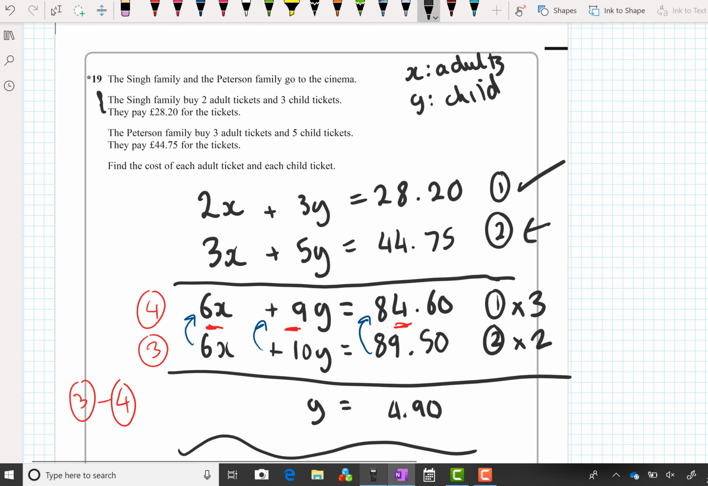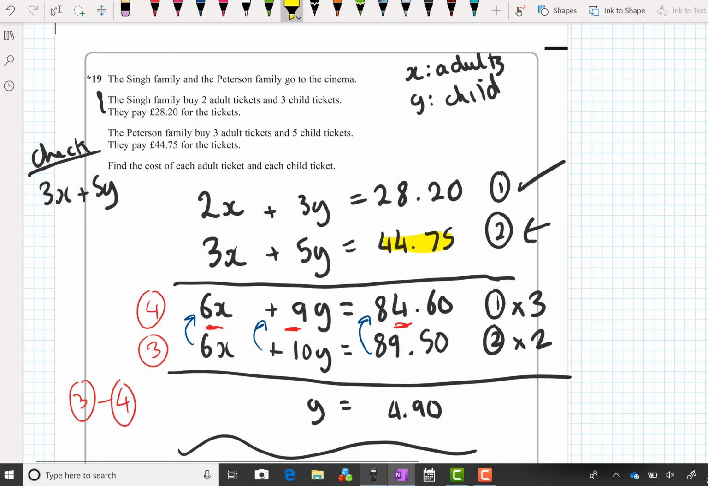3x, so check. Writing check doesn't get you any more marks, by the way. At this stage, everything's been awarded if I've done it correctly, but I'm just checking. 3 times my x value plus 5 times y should give me £44.75. That's what I'm looking at if I've got the correct numbers here.